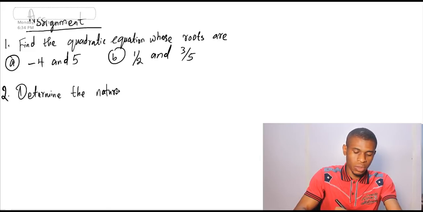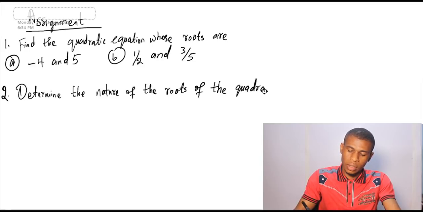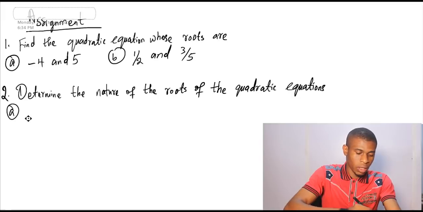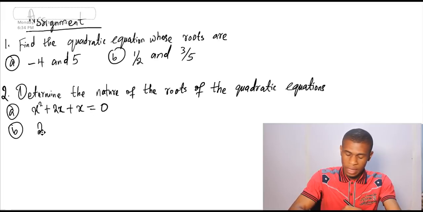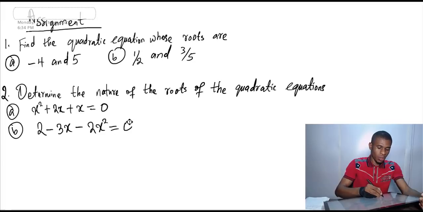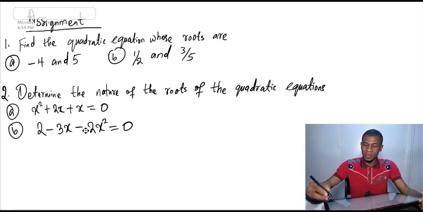Then the second one says, determine the nature of the roots of the quadratic equation. A, you have x squared plus 2x plus x equal to 0. B, you have 2 minus 3x minus 2x squared equal to 0. You can see in this case, the coefficient is at the back. So the coefficient of x squared in this case now is -2. So when solving the assignment, take it accordingly.